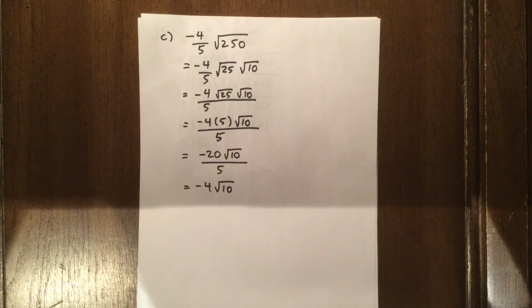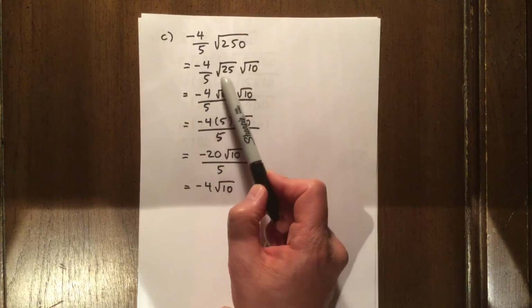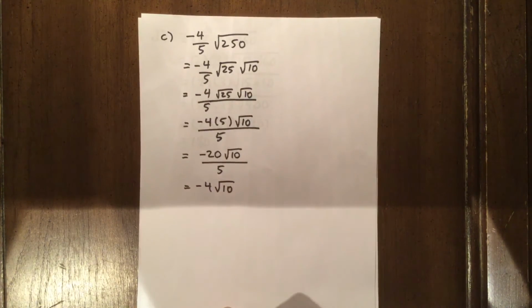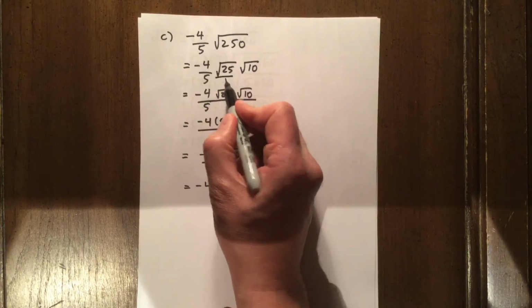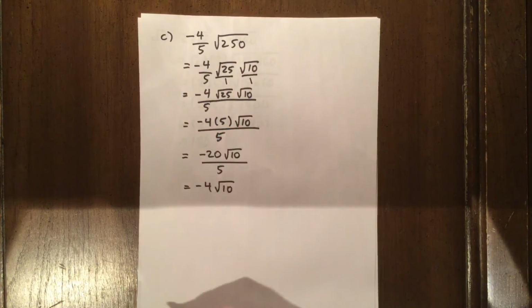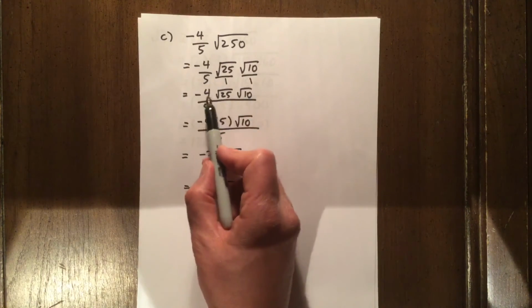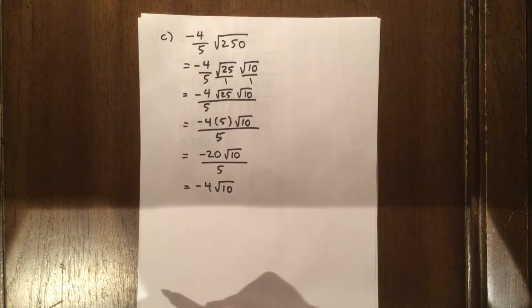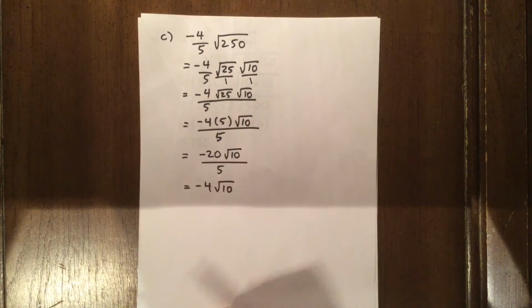All right, let's get to part C here. Negative 4/5 of the square root of 250. Well, the square root of 250 is root 25 times root 10. And I still have the negative 4/5 there. Now, if you think about it, this is like saying root 25 over 1 and root 10 over 1. So I can multiply negative 4 times root 25 times root 10 in the numerator and 5 times 1 in the denominator. Okay? Now, this root 25 is the same as 5.